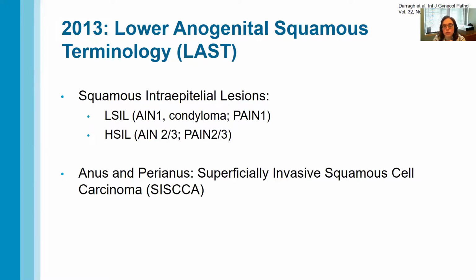Now, in 2013, the College of American Pathologists, together with the American Society for Colposcopy and Cervical Pathology, published consensus recommendations standardizing the lower anogenital squamous terminology and stratifying based on risk of progressive disease, with better reproducibility than a three-tiered system. So instead of having AIN1, AIN2, and AIN3, cases previously classified as AIN1 now should be diagnosed as low-grade squamous intraepithelial lesion, while cases previously stratified as AIN2 and 3 should be lumped into high-grade squamous intraepithelial lesion. Here at Hopkins, we use LSIL and HSIL, but then in parentheses, we designate the appropriate AIN terminology, AIN1, 2, or 3, for people who are not familiar with the new classification.